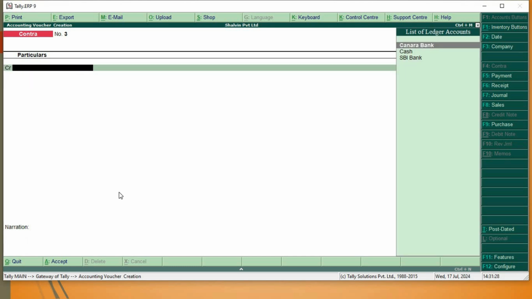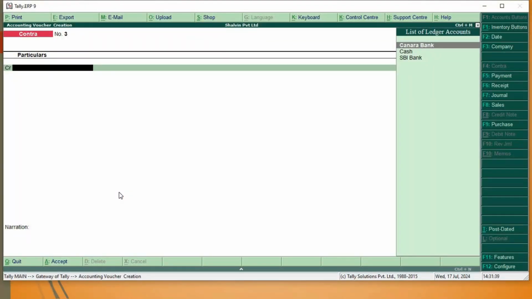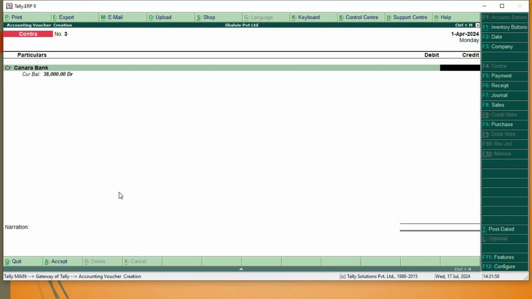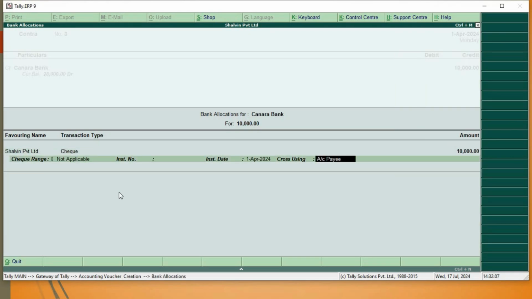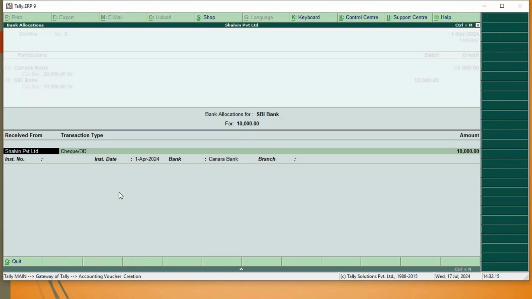The next one, transferred rupees 10,000 from Canara Bank to SBI Bank. The two accounts are Canara Bank and SBI Bank. So who's the giver and who's the receiver? SBI is the receiver and Canara Bank is the giver. So debit the receiver, credit the giver. So here giver is Canara Bank. So I'm just selecting Canara Bank. The amount is 10,000. And debit side we have SBI Bank. They are the receiver, so you're putting on the debit side.